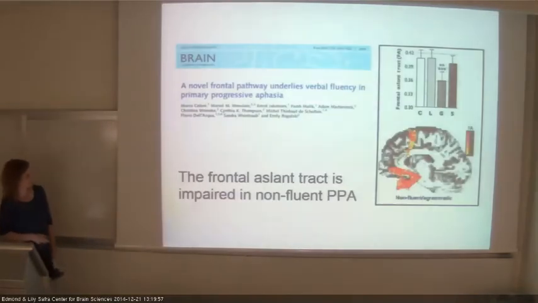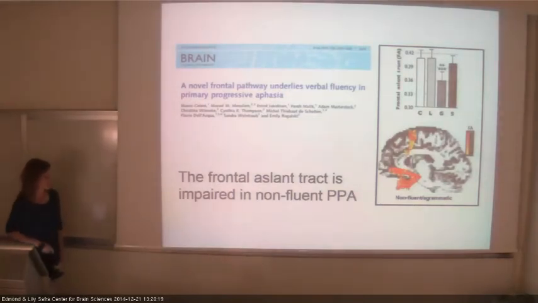The other thing that they discovered about this tract, this is a paper from Brain 2003 by Catani and others, is that the frontal aslant tract was impaired in a version of primary progressive aphasia, specifically in patients that had a hard time talking, okay, non-fluent PPA.